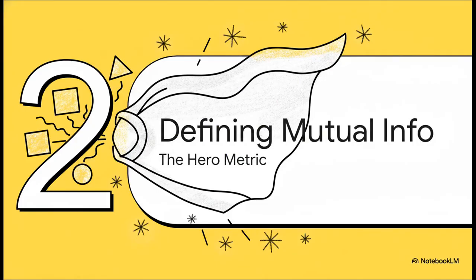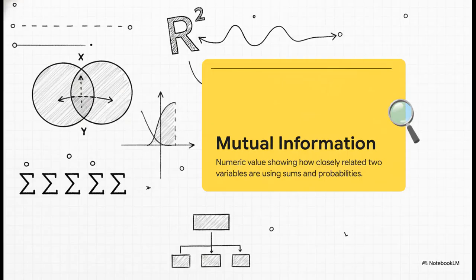Section 2. Defining mutual information. This is exactly where our hero metric steps in. Mutual information is so fascinating because it gives us a hard numeric value that shows how closely related two variables are. It handles mixed variables beautifully by quantifying exactly how much one variable can tell us about the thing we're trying to predict. But to actually calculate it, we've got to understand the specific probabilities that make up its equation.